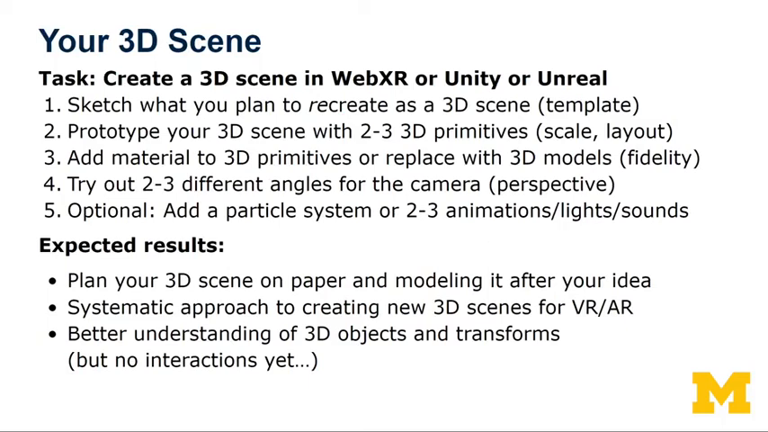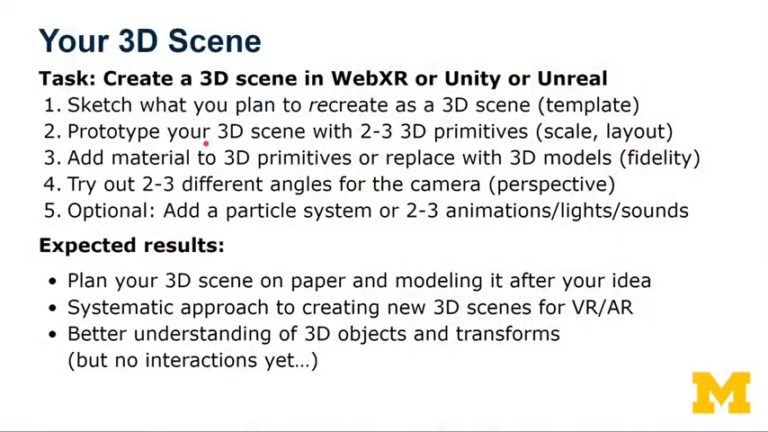So sketch it out, so plan out your scene. It's very important to do this first, ideally on paper. That way, if you define that, you have an agreement with what you're aiming for in terms of goals, and then you can check against that goal later as you actually start working on implementing that. So then you would prototype your 3D scene with, I would say, approximate it with 2 to 3 3D primitives.